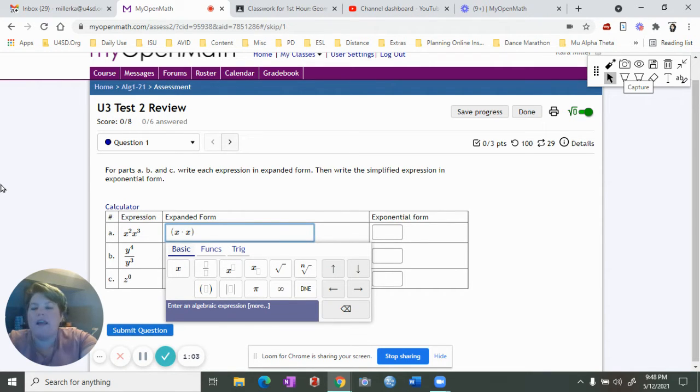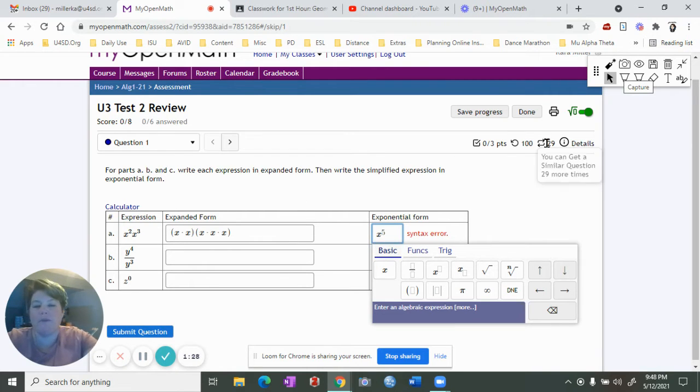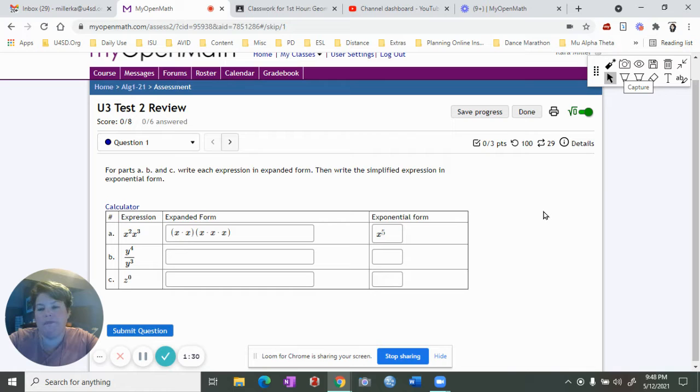And x cubed means I'm doing x times x times x, so I have 3 of them in there. That's expanded form. How many x's am I multiplying together will give me my exponential form. So I have 1, 2, 3, 4, 5 x's. My base is x to the power of 5 because I have 5 of them.